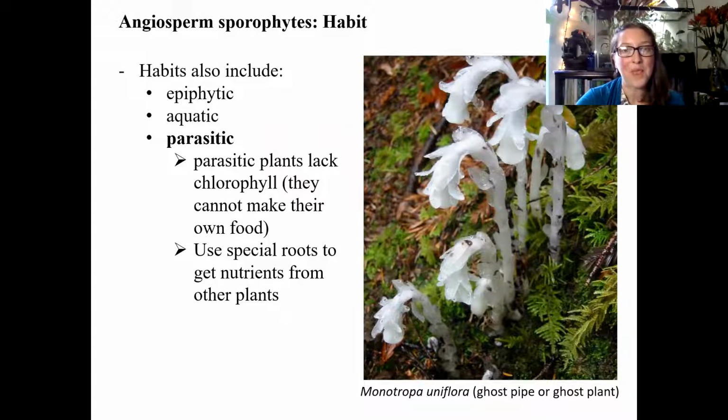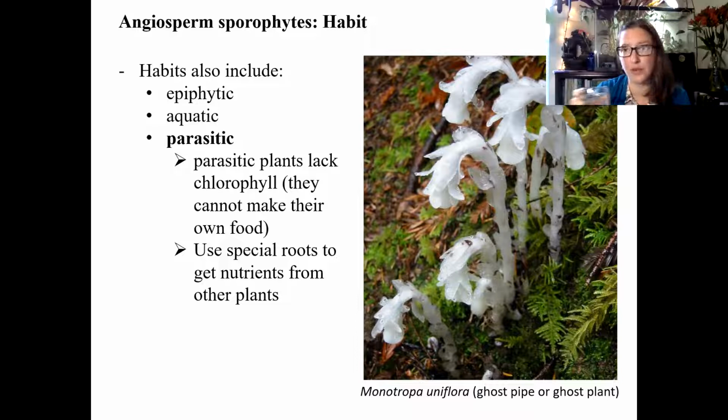Parasitic plants are cool. They're angiosperms. So they lack that green pigment, chlorophyll. So therefore, they cannot undergo photosynthesis. They cannot use the sunlight to make their own sugars. Instead, what parasitic plants do is they have these special roots, and the roots will grow into other plants that can do photosynthesis. And basically, they'll use those roots to take the products of photosynthesis, so sugars and other nutrients, to the parasitic plant. So this is one example.